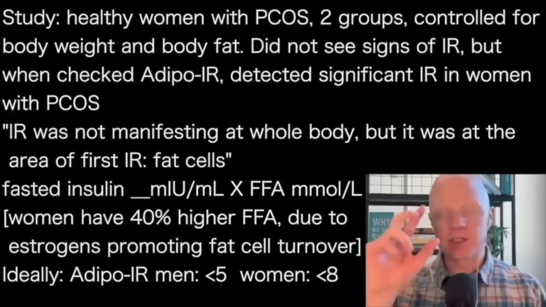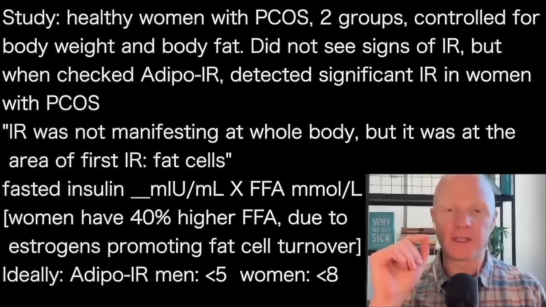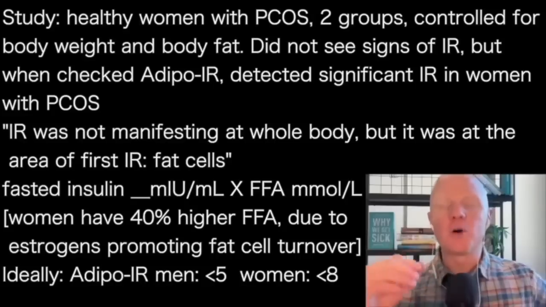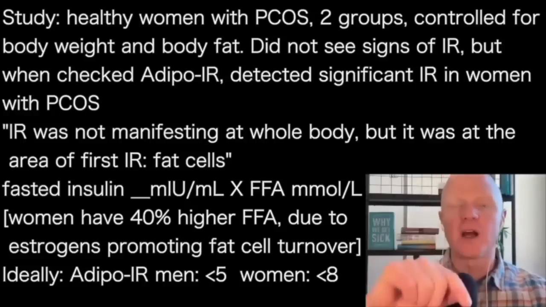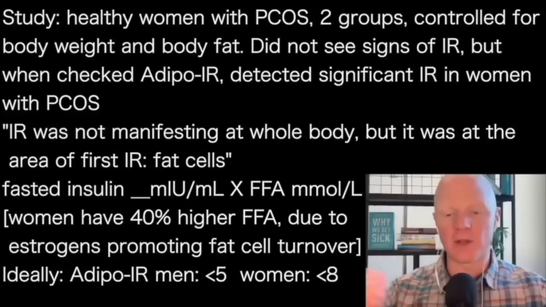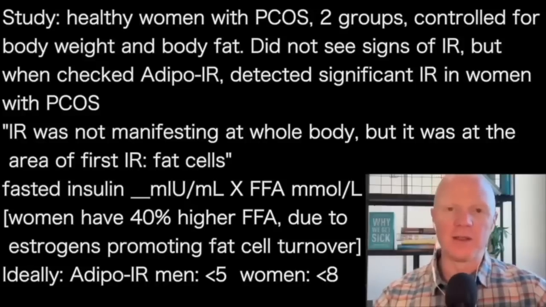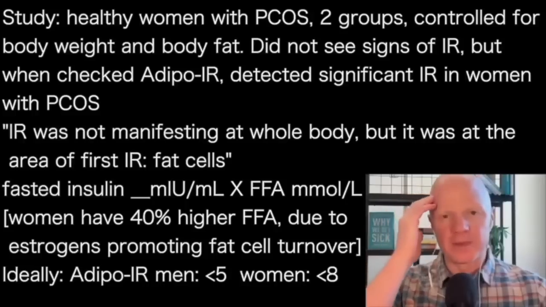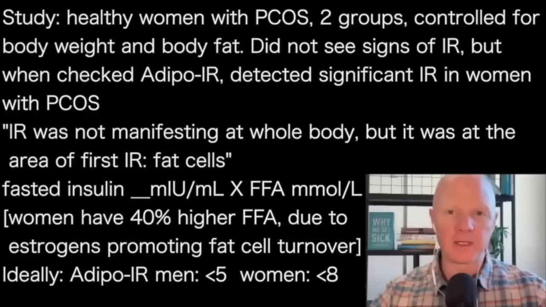So if you've gotten those numbers, fasted insulin in microunits per mil, and the units are important here, so microunits per mil, you multiply that number, fasted insulin in microunits per mil, times free fatty acids in millimole. Now, thankfully, that's going to be millimole anywhere in the world. So that's going to be a pretty consistent unit. And you want that number to be below a certain cutoff, but it's different for men and women.